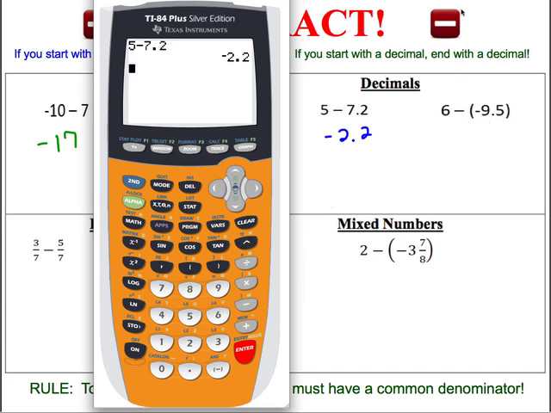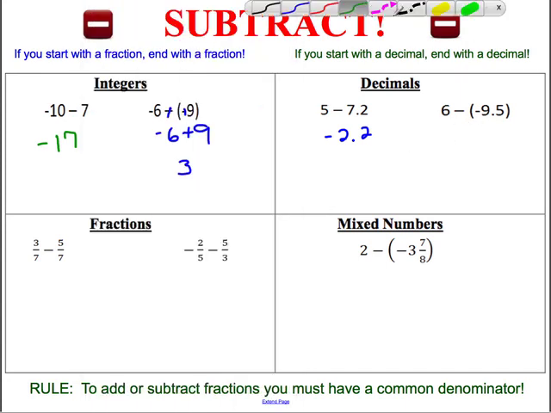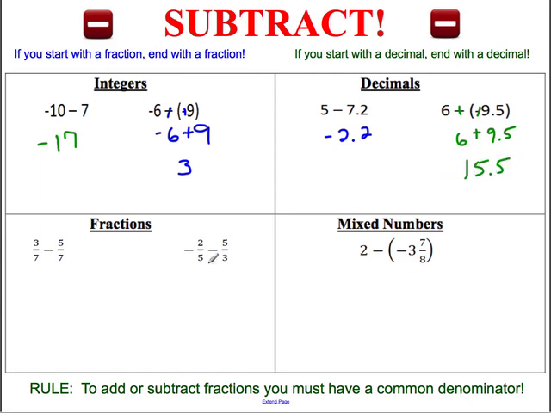I've got this double negative here. Don't like the double negative, so I'm going to go change. And this really means 6 plus 9.5. Oh, I don't need a calculator for that. I should just add them. 6 plus 9 is 15, so I've got 15.5. If you want the calculator, use it, but it should be 15.5. Awesome. Moving on to fractions.